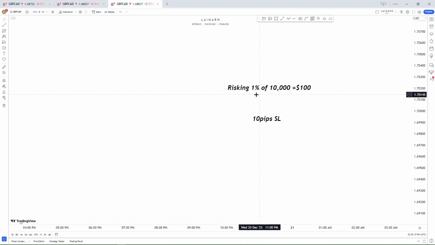1%, you are risking 1%. When a trade goes against you, you are losing $100. But have you noticed that most of the time when you enter a trade, the trade hits your stop loss and you lose more than $100? Here's the reason. Let's take a 10 pip stop loss, for example.